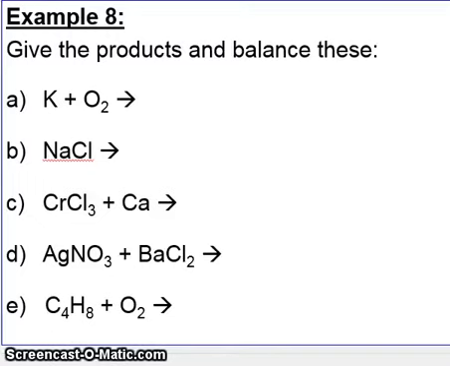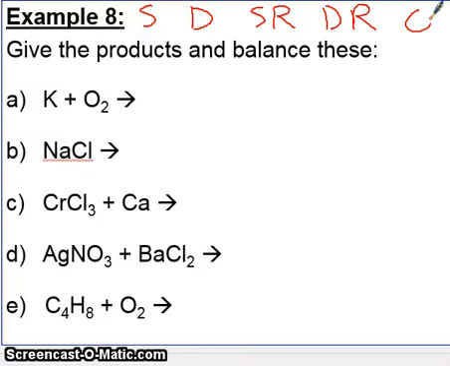This is video 4 of Unit 9. In this video we're just going to do a bunch of examples of writing chemical equations, or writing the products of chemical equations. So we've got 5 reactions here, and remember we talked about the 5 reaction types: synthesis, decomposition, single replacement, double replacement, and combustion.